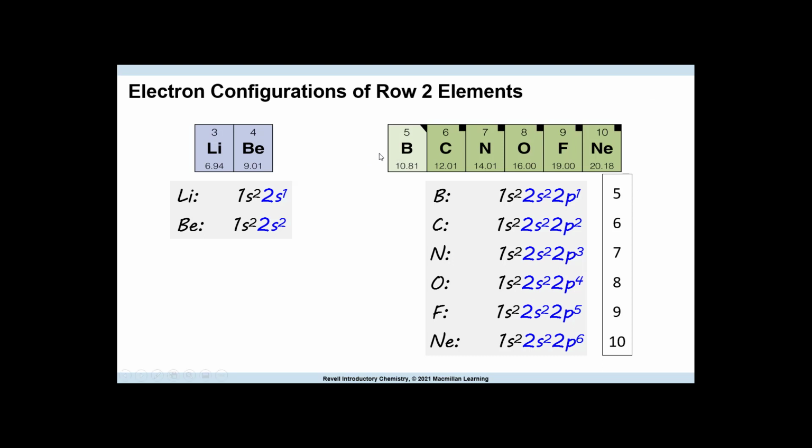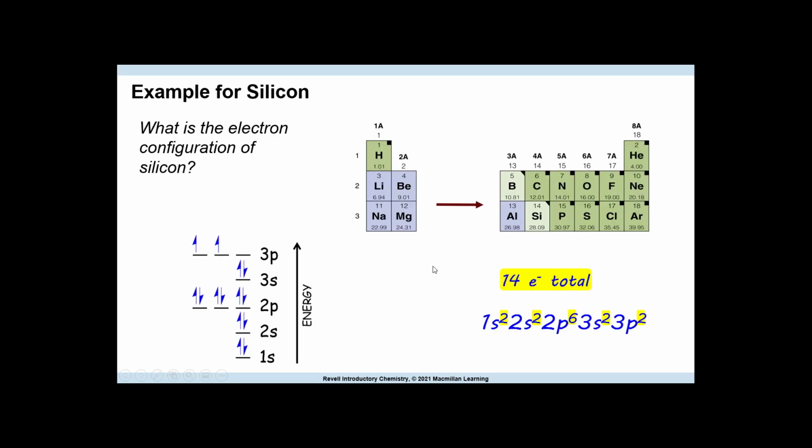Locate the element or atom on the periodic table. Look at the row. When you do electron configuration, it should end with that same row number. So if it's in row 2, it should end in 2, and it does. So that's what I'm trying to point out. If you're in row 3, it should end in 3.